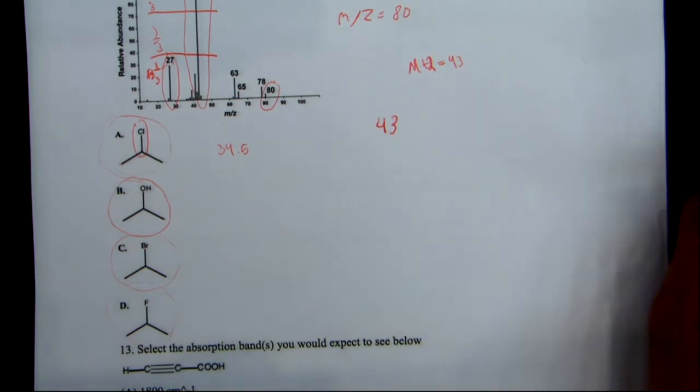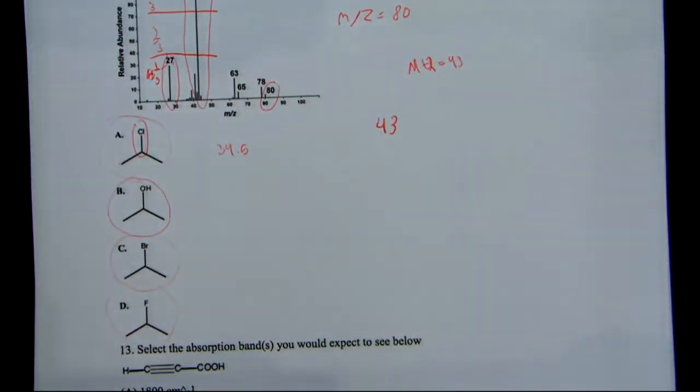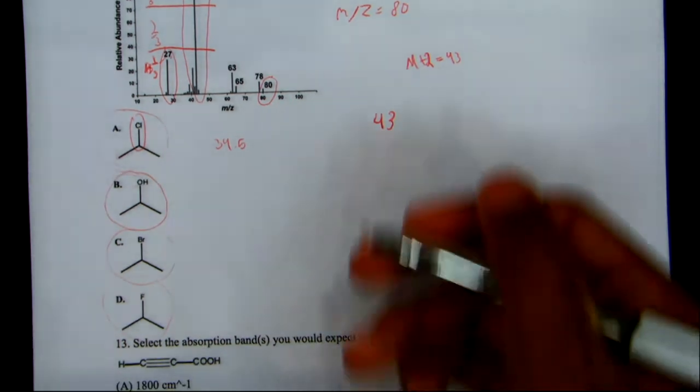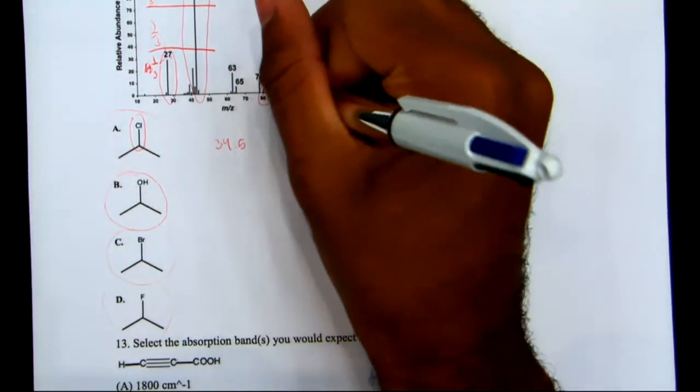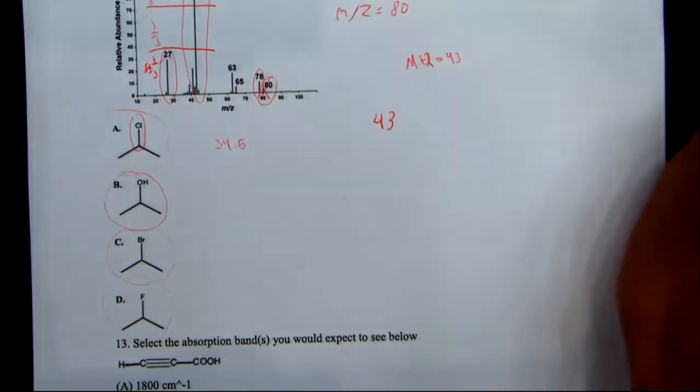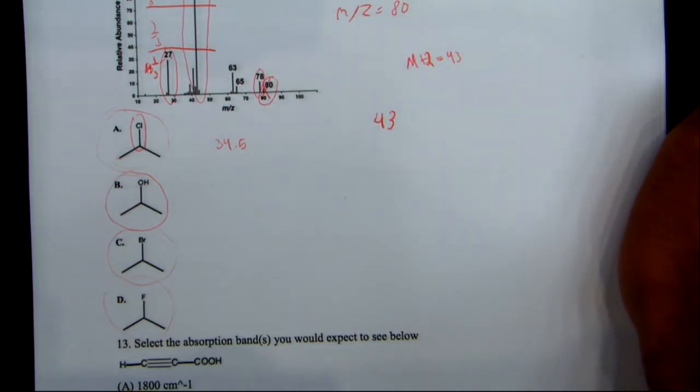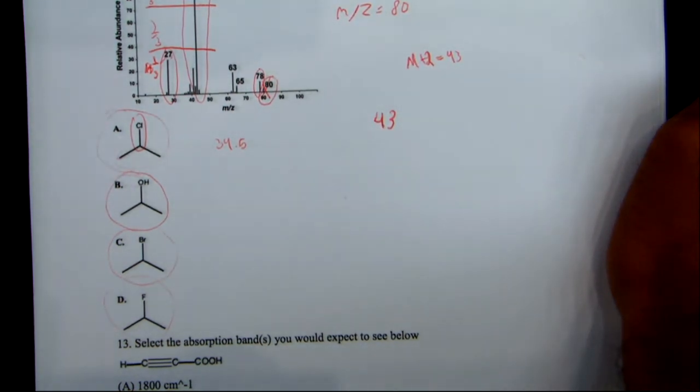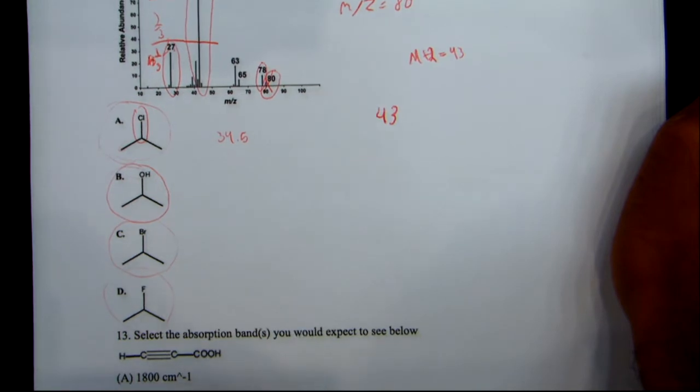M plus two. Oh yeah, you're right. She said, I forgot about that. M plus two is how chlorine works. Bromine is different. So yeah, you're right. Very good.